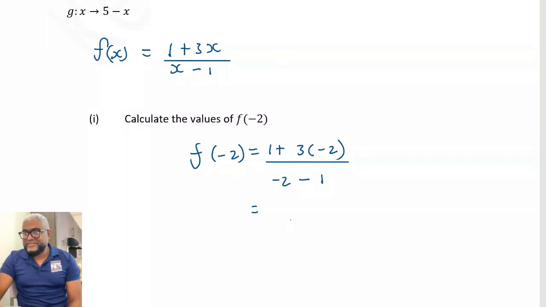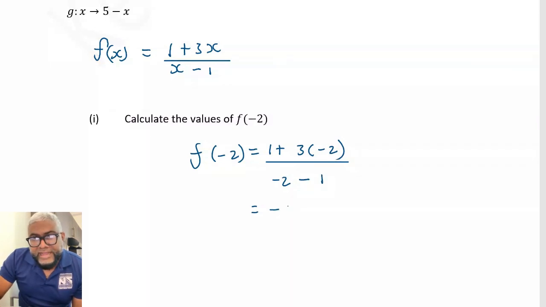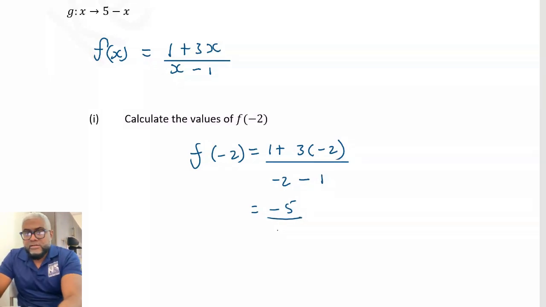Negative 5. Results. And what do you get on the bottom? Negative 5 for the numerator. Yeah, I get negative 5. 5 divided by negative 2 minus 1. Negative 3. Right?